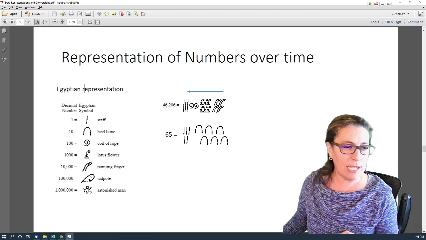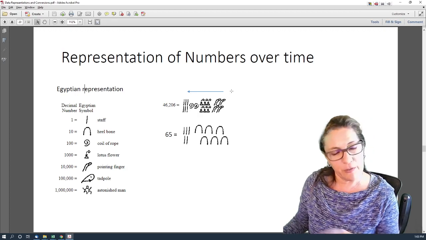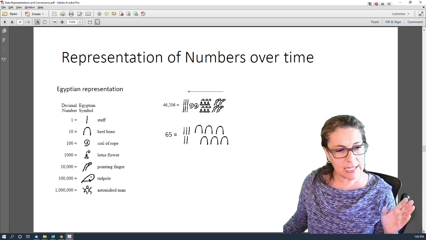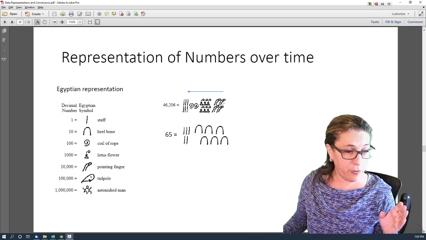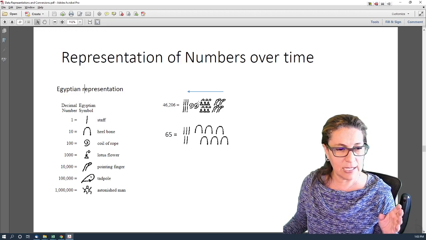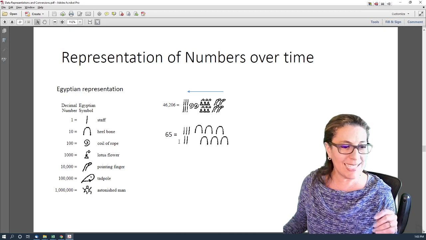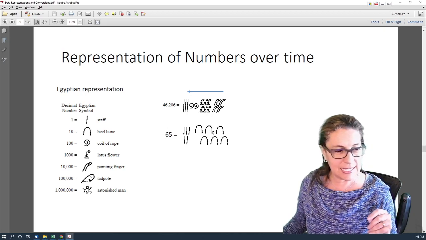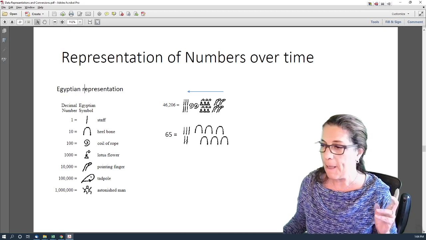So if you wanted to write 46,206, you read it from right to left. So this is the 4 of the 40,000. This is the 6 of the 6,000. And this is the 2, and there's no tens, and then this is the 6. If you wanted to write 65, this is 6 tens plus 5 ones, right?